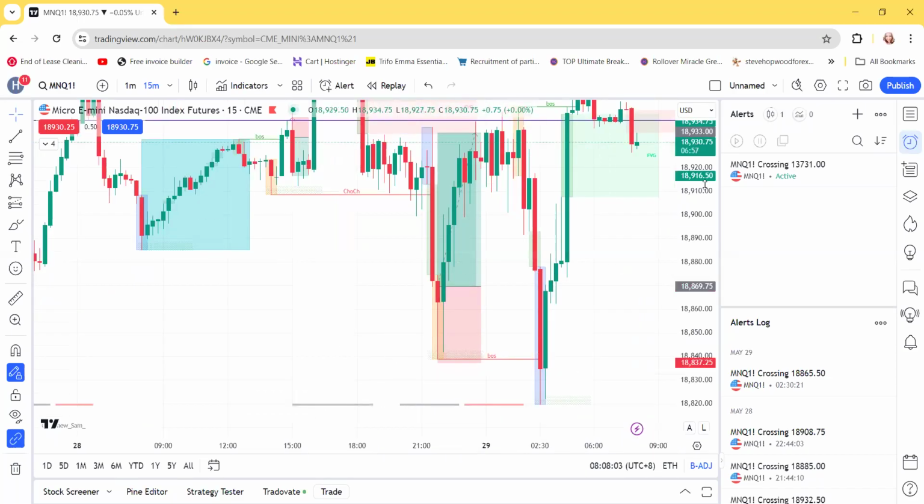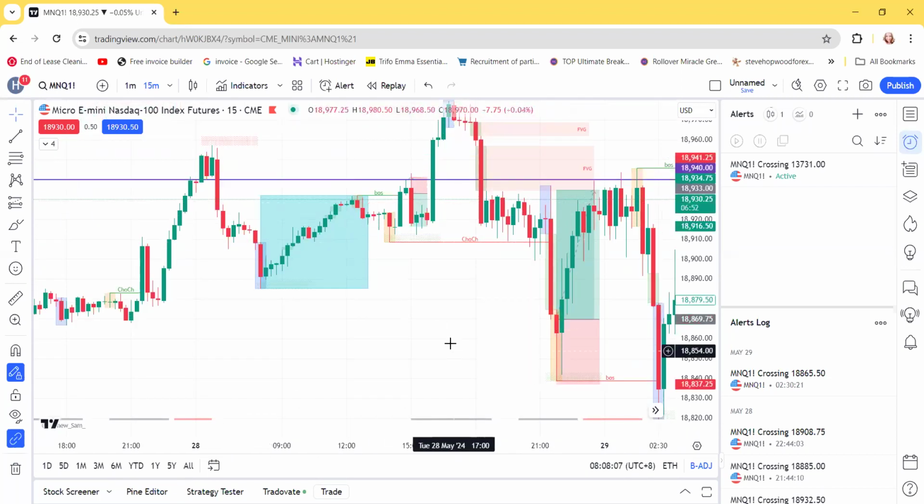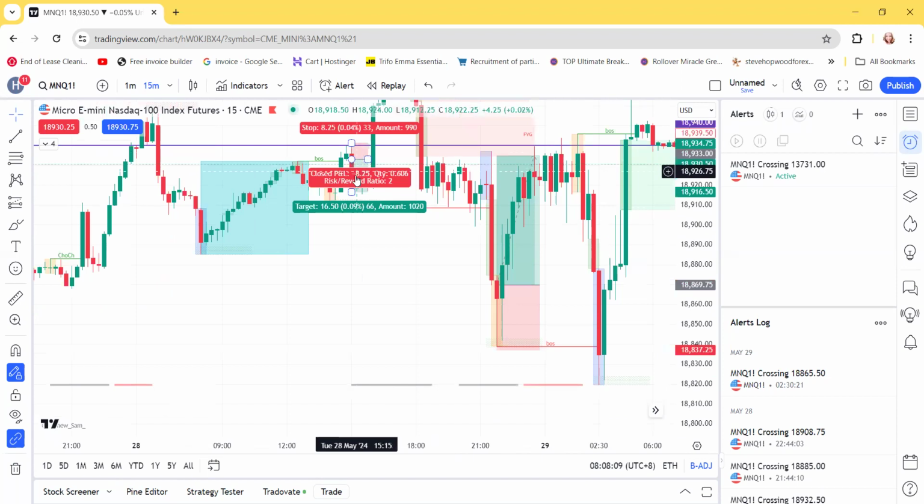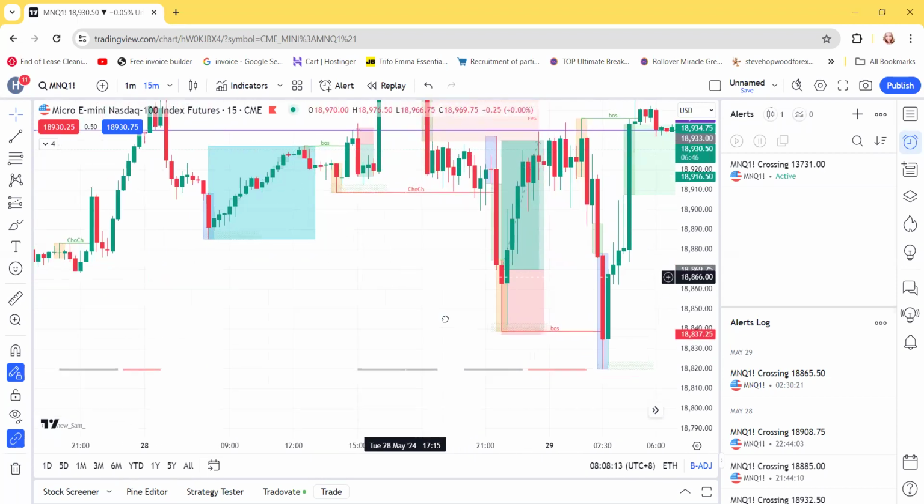Okay, morning guys. I'm just going to share with you my New York setup. I actually missed out on the London trade because my trade didn't get activated. So price didn't go back to activate my entry, so I missed out on that.